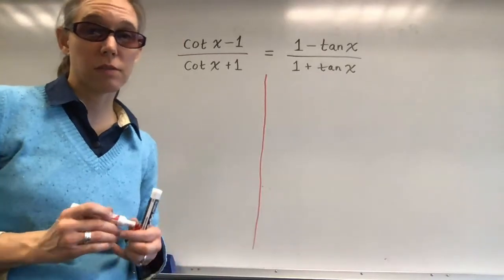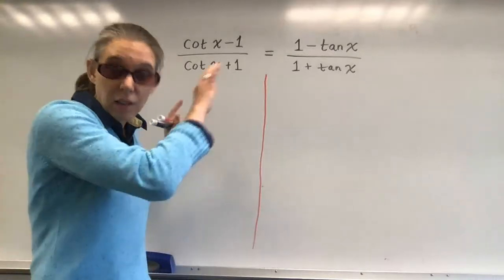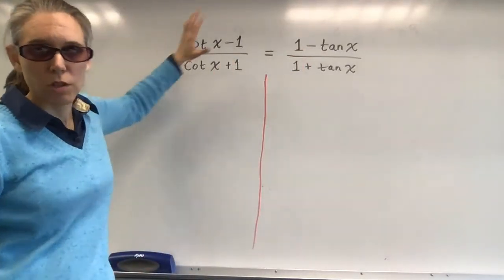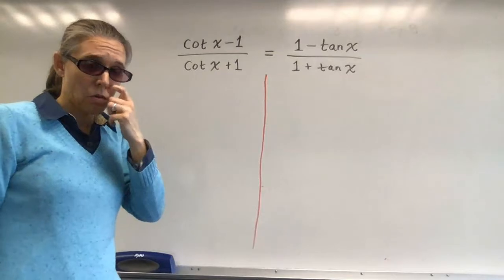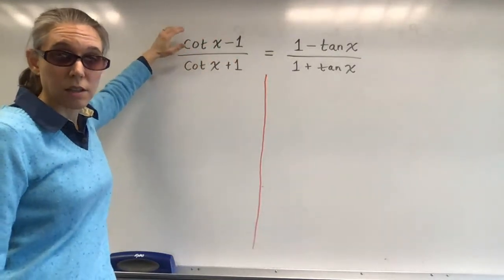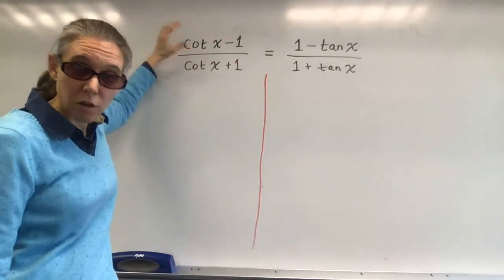Now, do you remember the piece of advice that says keep your eye on the other side of the equation? When you're thinking about which side is more complicated, well, I would say the left-hand side is more complicated because cotangent is 1 over tangent.